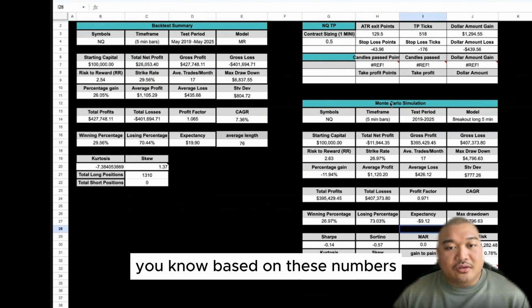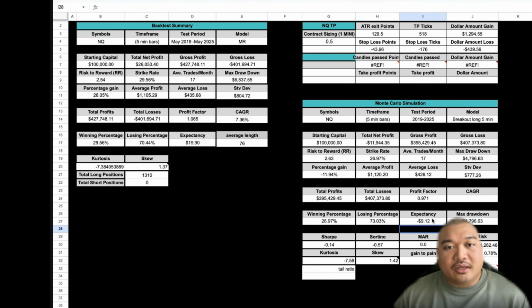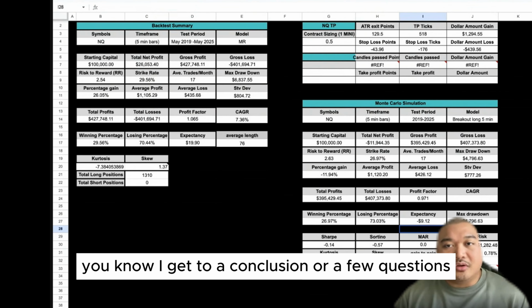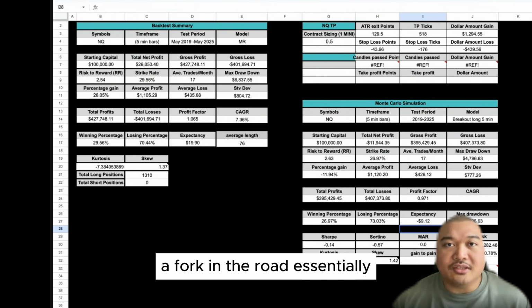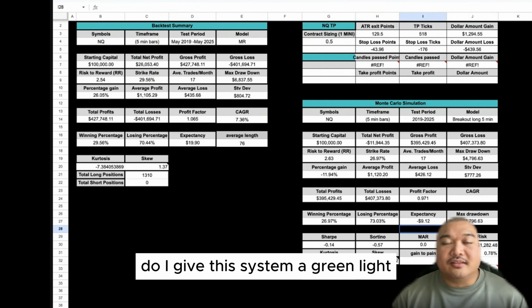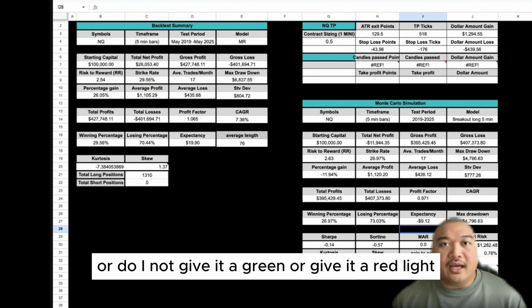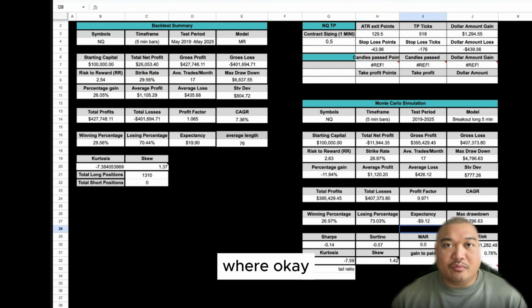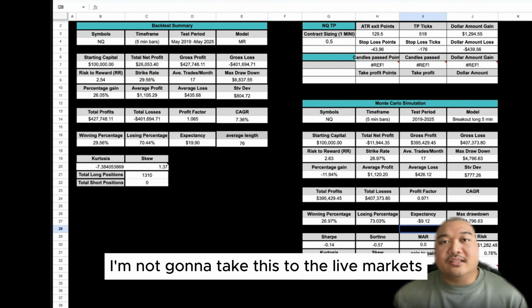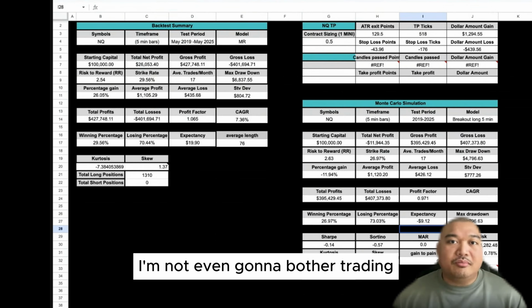Now, based on these numbers, I get to a conclusion or a few questions, a fork in the road essentially. Do I give this system a green light or do I give it a red light, where I'm not going to take this to the live markets? I'm not even going to bother trading.